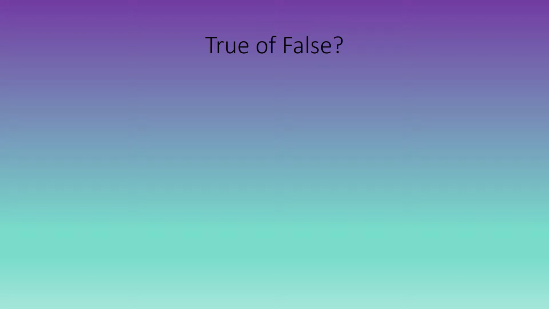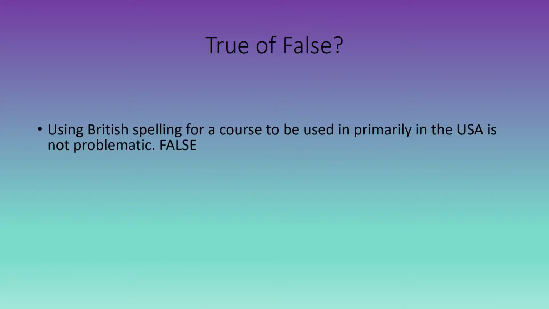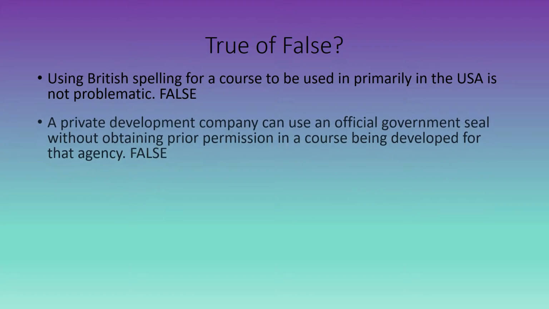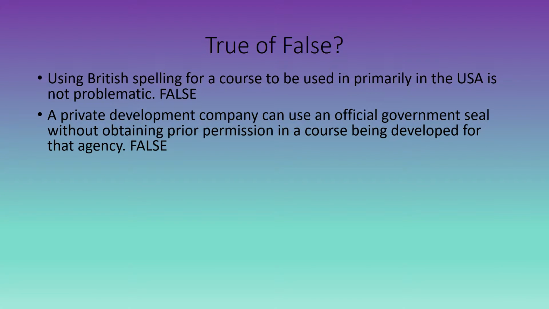Now let's have a look and test our understanding. True or false? Using British spelling for a course to be used in primarily the USA is not problematic. That is false. We should attempt to use the language and the spelling that occurs within the context. A private development company may not use an official government seal without obtaining prior permission in a course being developed for that agency. So the answer is false.